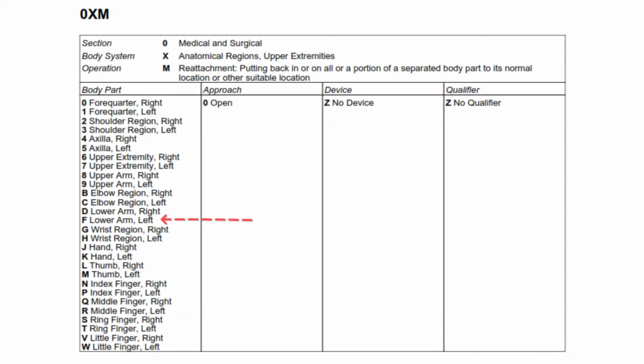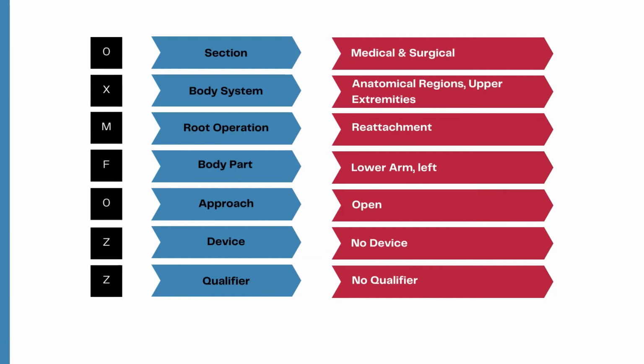Body part is F, which is the left lower arm. Approach is obviously open. No device for the sixth character, and no qualifier for the seventh character. So the code for the reattachment of the left lower arm is 0XMF0ZZ. The root operation reattachment involves putting back on all or a portion of a separated body part, right? So for this case, the separated body part was the left lower arm.